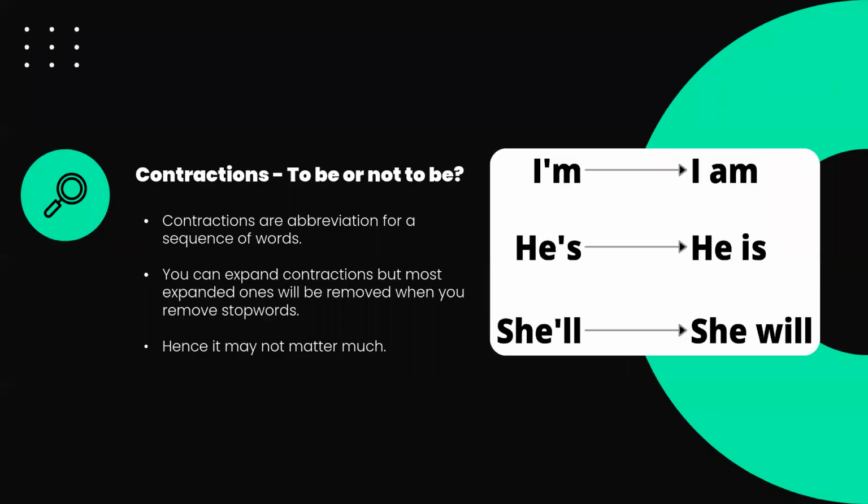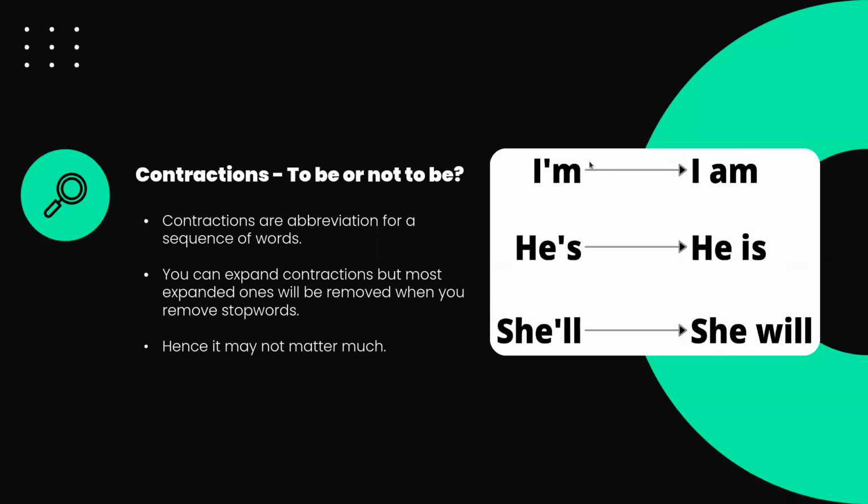So, contractions. What exactly are contractions? Contractions are basically abbreviations of one to two words, right? So let's say there is a phrase called I am. You can write I am as I'm, he is as he's, and she will as she'll. These are contractions, and you can expand them to this form: I am, he is, she will, and then you can do whatever you want.